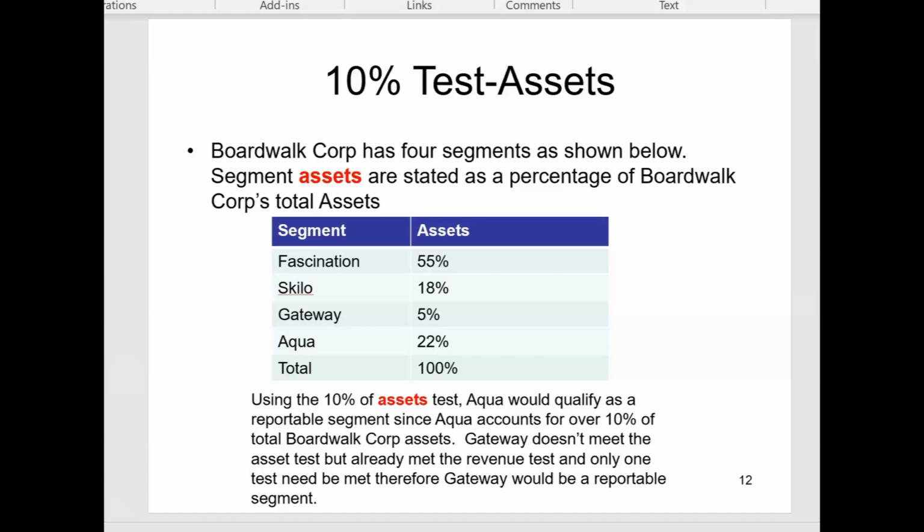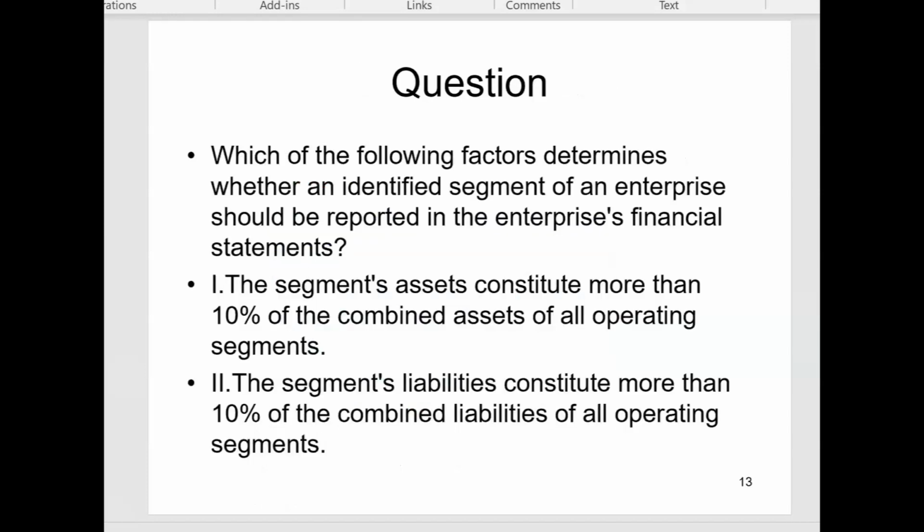And when we do it, we see that Aqua qualifies because their assets are 22%. So come on in, Aqua, you've made it. So using the 10% of assets test, Aqua would qualify as a reportable segment. Gateway, even though they don't meet the test, they're already in because they met the revenue test. The only place you have to worry about intersegment is the revenue test. The asset test, yeah, that wouldn't apply. The only thing you would have intersegment would be revenues, right? Not assets.